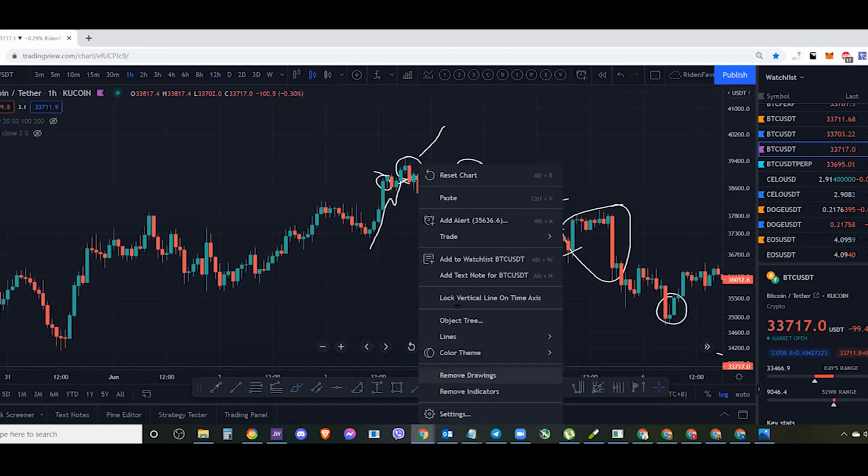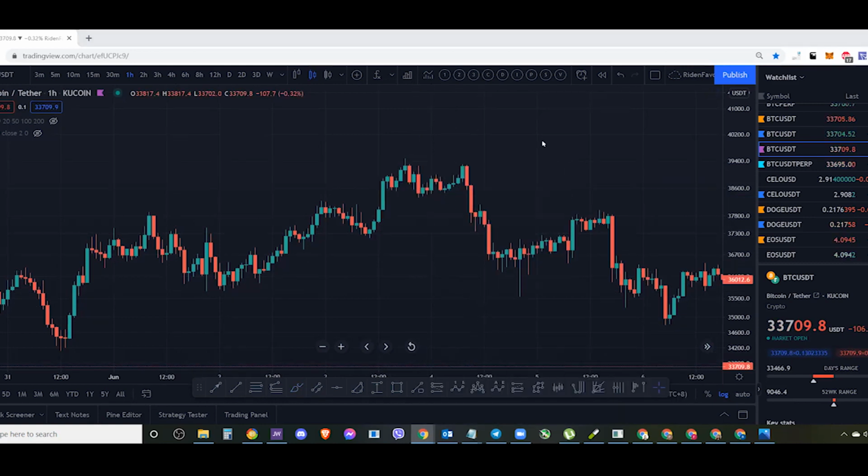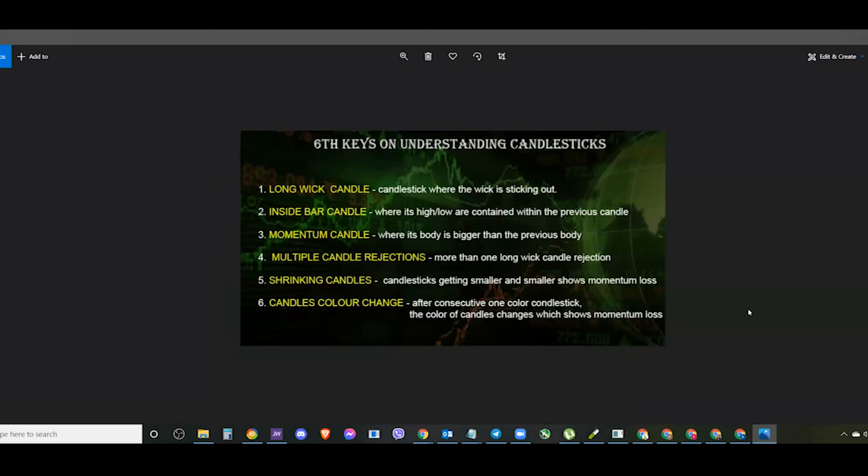So, dahil dyan guys, definitely, if you just understand all the 6 keys on the candlestick, like long wick candle in the support and resistance, inside bar candle, momentum candle, multiple candles, shrinking candles, and the color change, definitely you will have a solid start of your technical analysis. But I told you a start of technical analysis because this candlestick alone is a less probability of your winning rate. So it's better, as an advice, is to have additional indicator to help you for your price prediction.